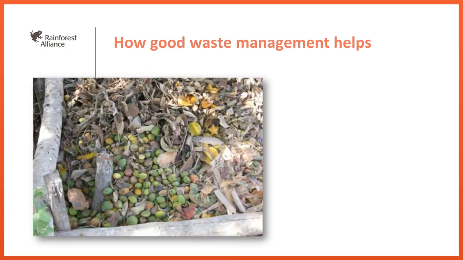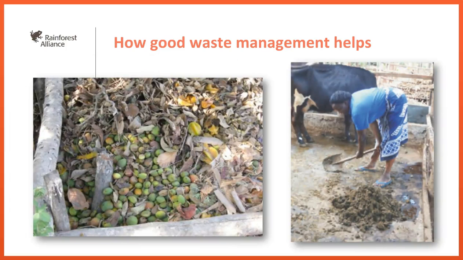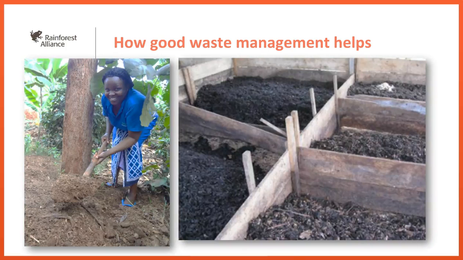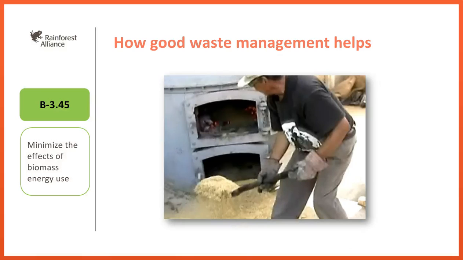Crop waste and animal waste can be turned into compost. Compost should be regularly turned so that it is aerated and less methane is produced. Through composting, organic waste can become organic fertilizers for your farm. In this last example, you see a coffee farmer using coffee husk as a fuel to run his processing machine.